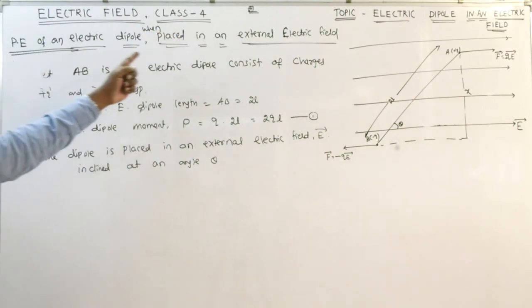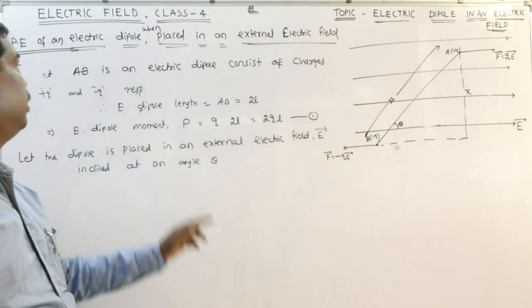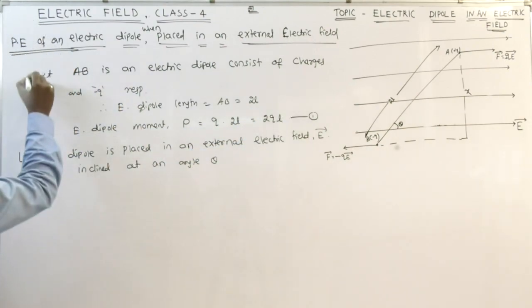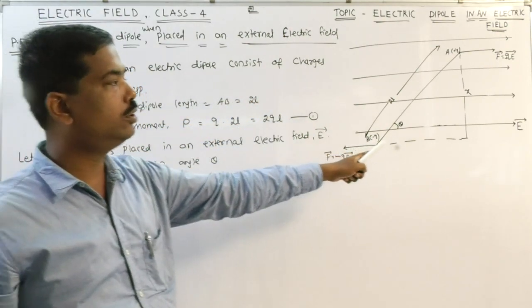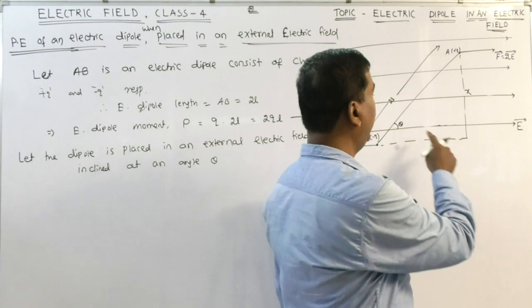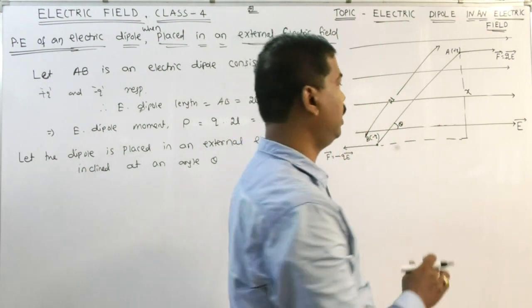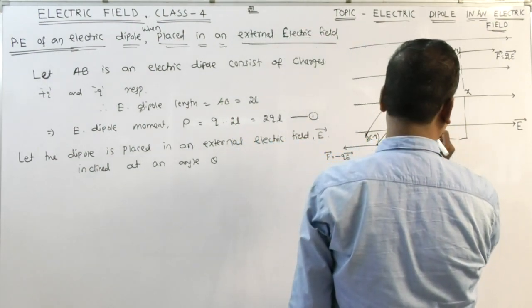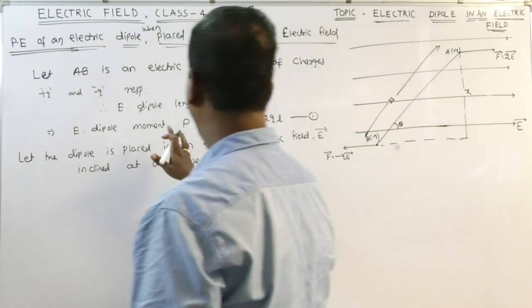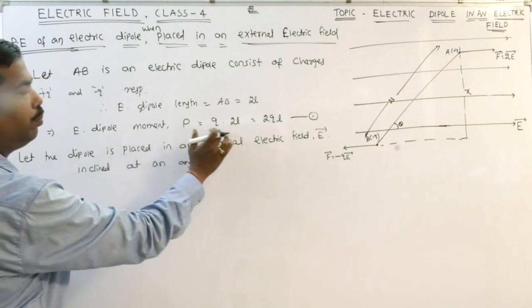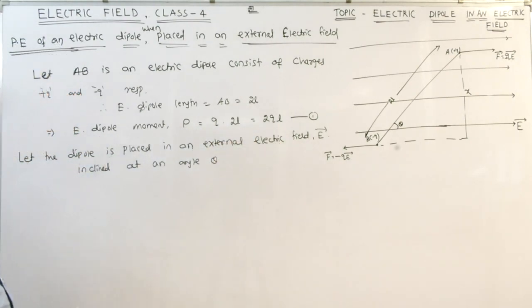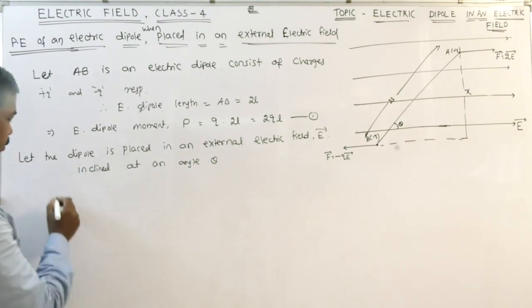Potential energy of an electric dipole when placed in an electric field. Let AB be an electric dipole consisting of charges plus Q and minus Q, placed in an electric field inclined at an angle theta. The dipole length AB is equal to 2L, hence the electric dipole moment P is equal to Q into 2L, 2QL. Let the dipole be placed in an external electric field E vector inclined at an angle theta.